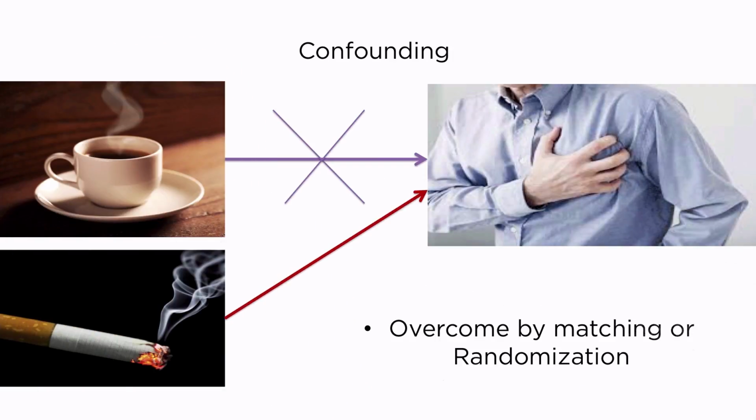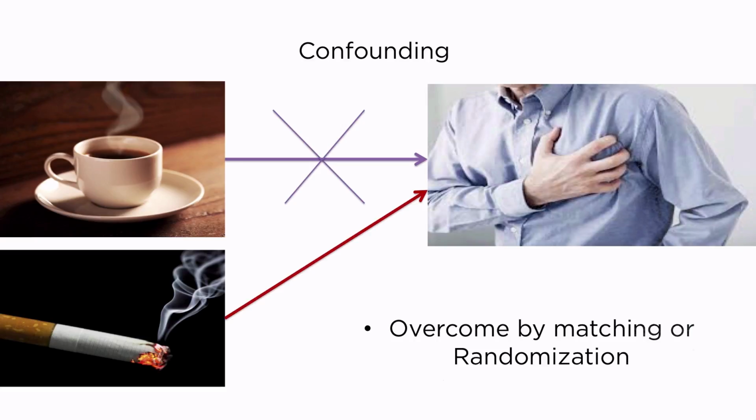So I want to take a minute to talk about confounding, because this is also something that's very high yield for board exams. Confounding occurs when you see an association between an exposure and a disease or an outcome that is not a true association. So I have an example here.